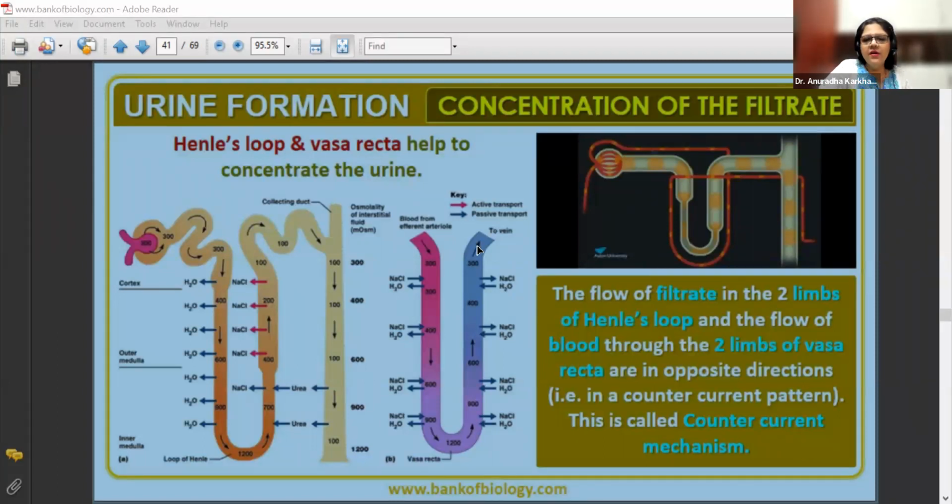Now, if you look over here, technically speaking, है ना, ये वासा रेक्टा है, और ये अपना पूरा का पूरा नेफ्रॉन विद द कलेक्टिंग ट्यूब्यूल है. हाई कॉन्सेंट्रेशन, किसका हाई कॉन्सेंट्रेशन? किसका हाई कॉन्सेंट्रेशन बेटा?